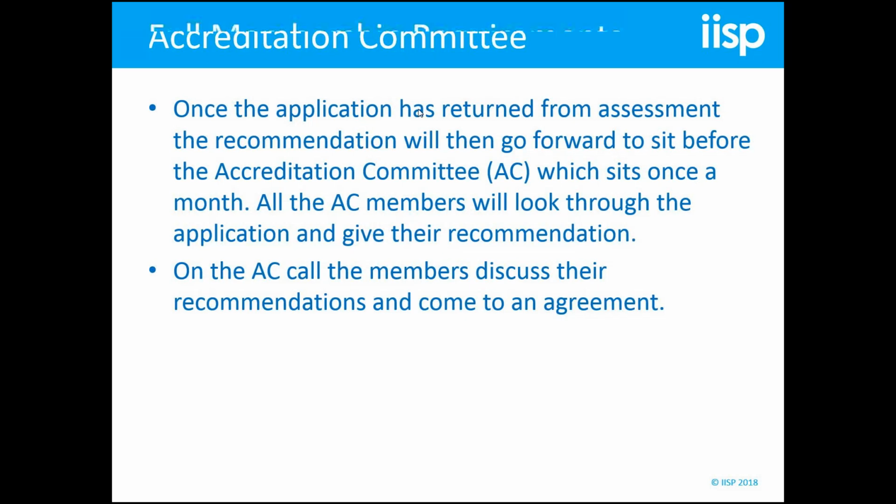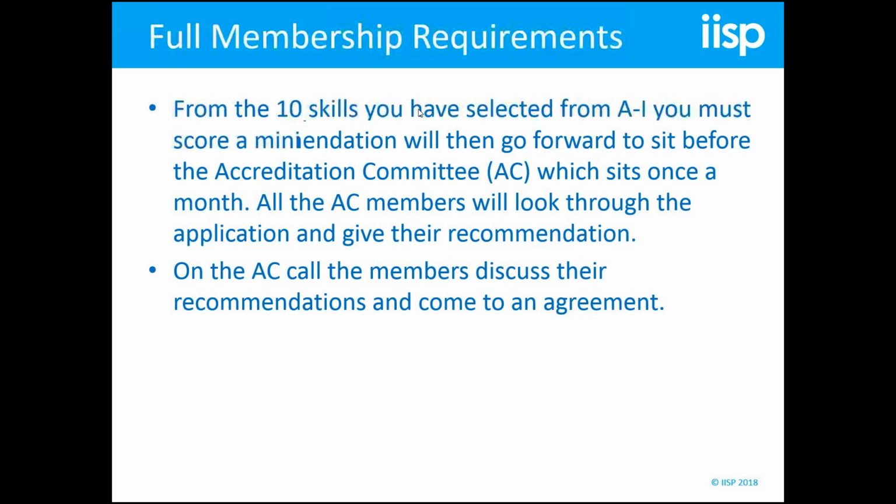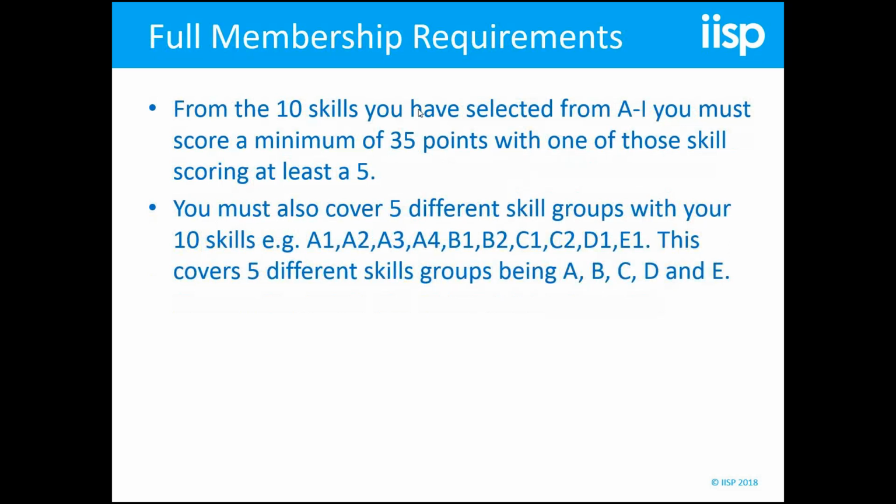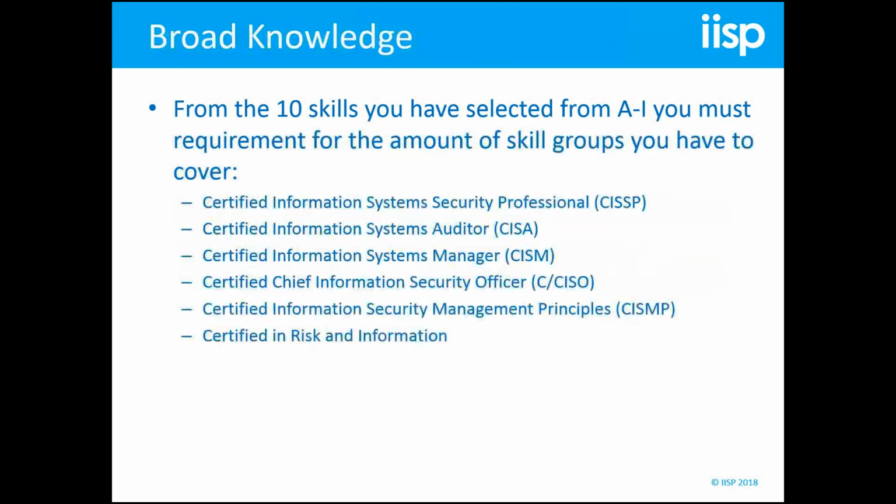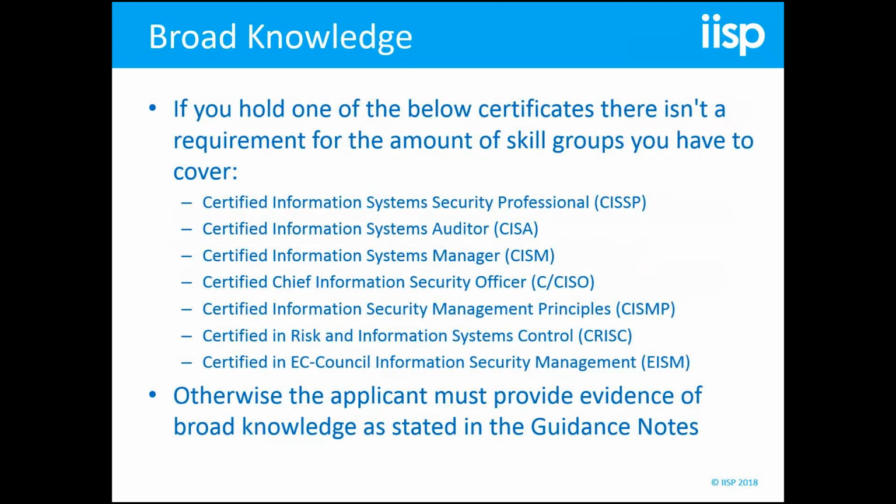So going on to full membership requirements now. It's a similar application process. However, you must meet a minimum of 35 points for your 10 skills from A to I. One of those skills must be scored at 5. Where for associate you only have to cover 3 different skill groups, for full membership you have to cover 5 different ones. So yeah, 5 different skill groups, unless, again, you hold one of the certificates listed on the screen now.